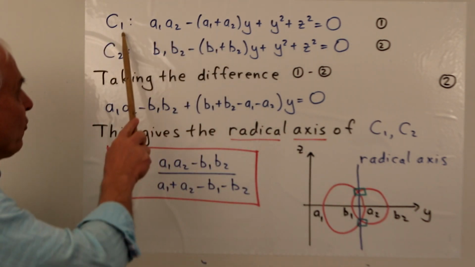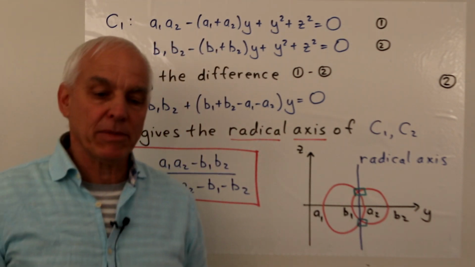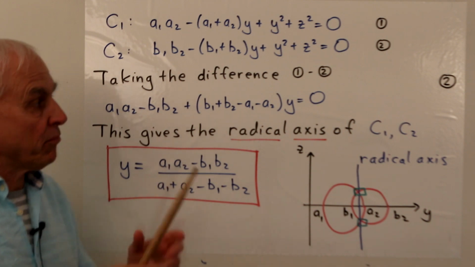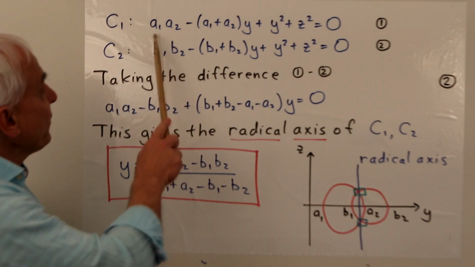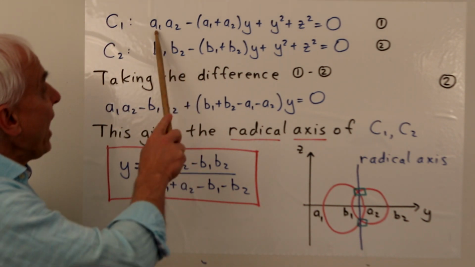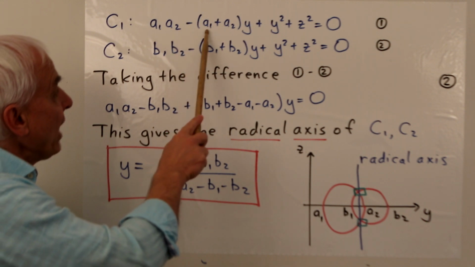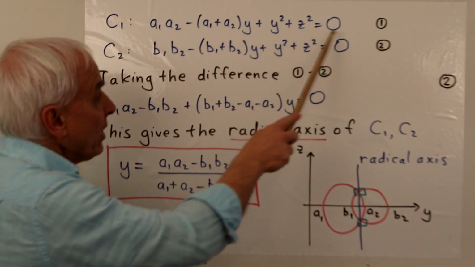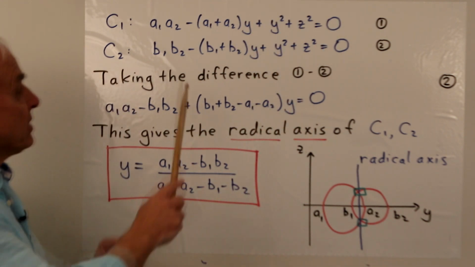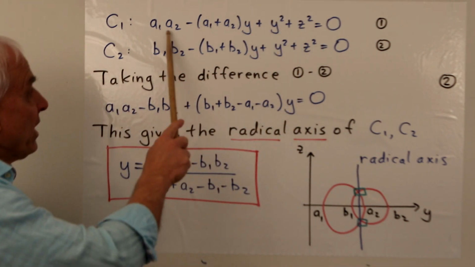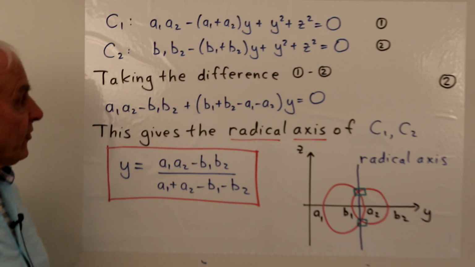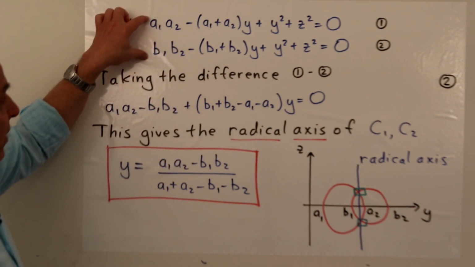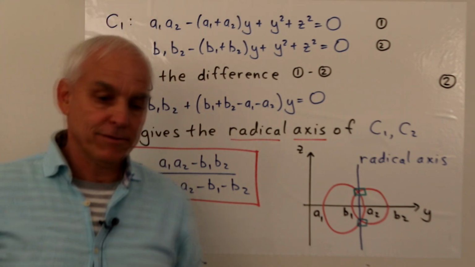So first thing is to rewrite the equations a little bit, just expand them out and bring things to one side. So the first equation can be rewritten as a1 a2 minus (a1 plus a2) times y plus y squared plus z squared equals 0. And C2 is the same kind of equation with the a_i's replaced with b_i's. So here are two quadratic equations in y and z.